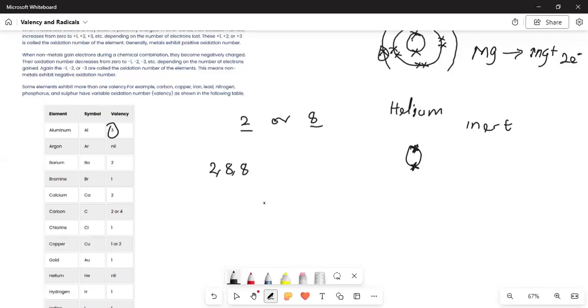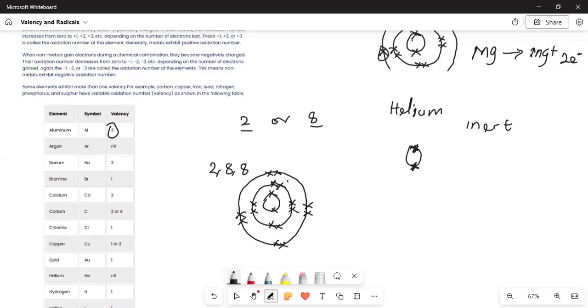Let's write the configuration. The inner shell can accommodate a maximum of 2, the next shell can accommodate a maximum of 8, then the outer shell can also accommodate a maximum of 8. So this shell can accommodate a maximum of 8, and it already has that 8. That means this atom is stable. It doesn't need to combine. It doesn't need to react with anything.